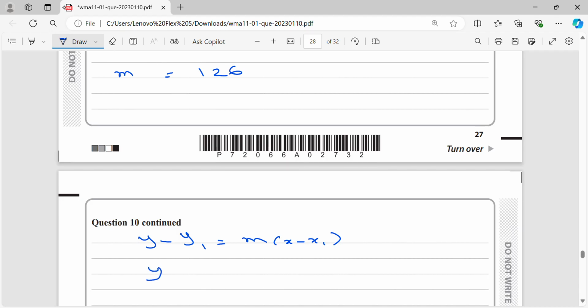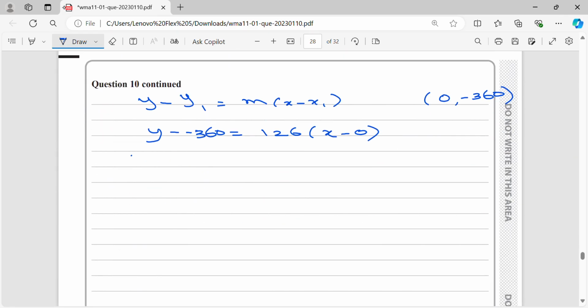The coordinate where the line passes through, we just got: 0 and minus 360. So y minus negative 360 equals the gradient, 126, times x minus 0. So this is y plus 360. 126 times x is 126x. Solving for y, we get 126x minus 360. This is the equation of the straight line.